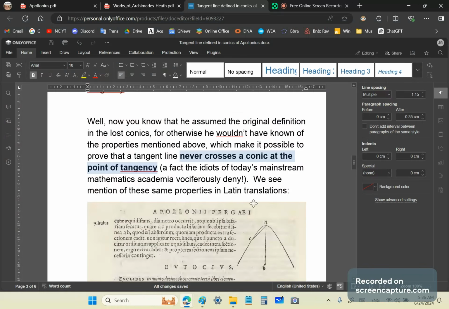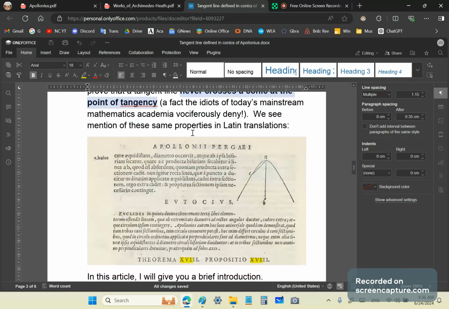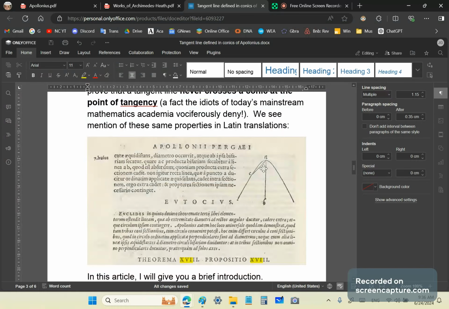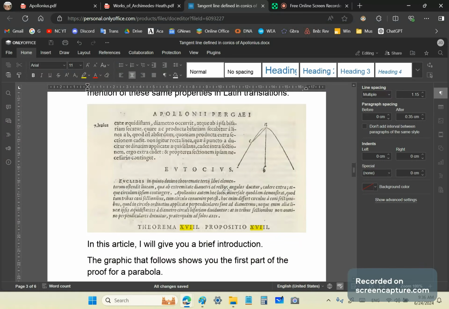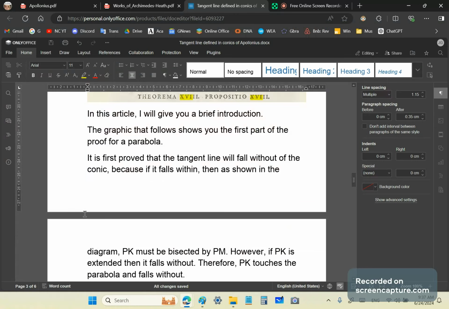Now, we see several of these mentioned also in the Latin translation, and here's one where it talks about this same proposition. Okay, in Latin, there are no original Greek texts except those that were found. I think the first 3 or 4 books. I'm not quite sure. And so let me give you a brief introduction.